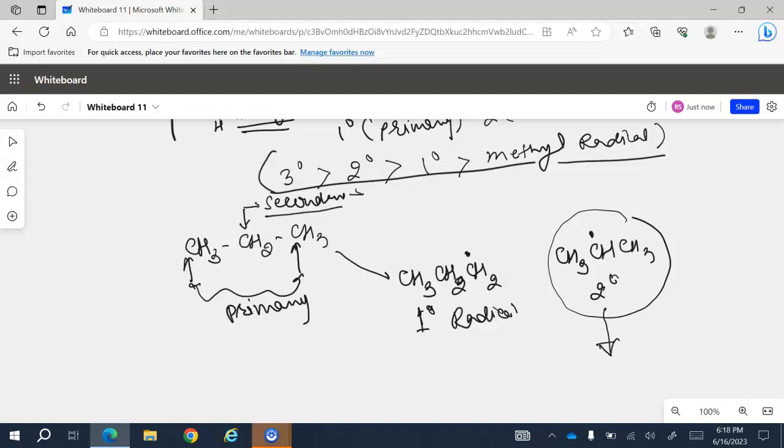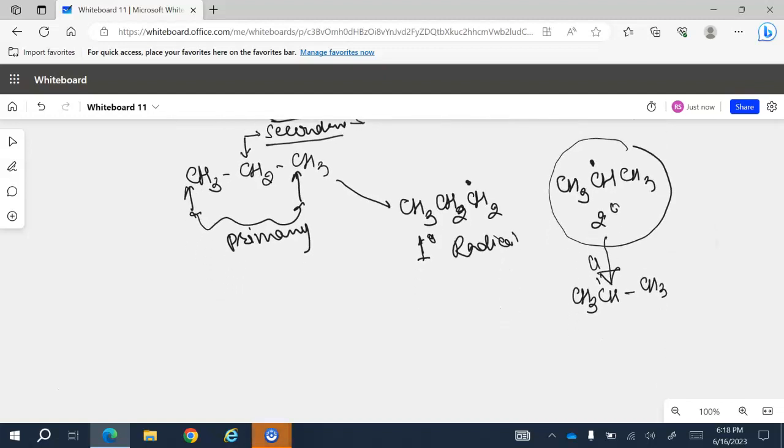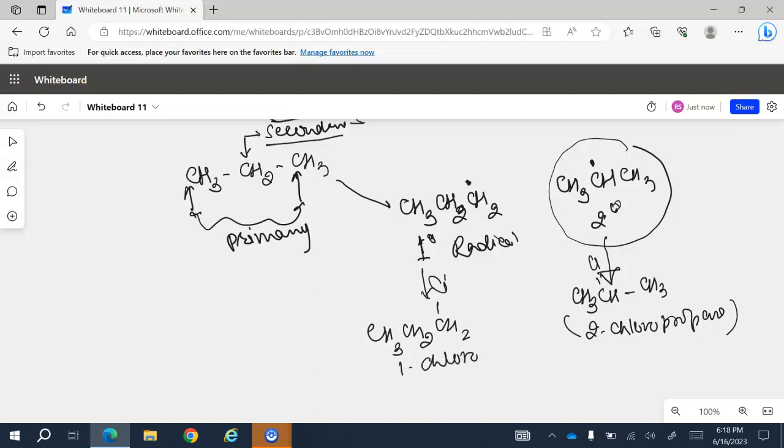So this secondary radical results in the formation of CH3CHClCH3. That is 2-chloropropane, the result from the secondary radical, whereas whenever the chlorine radical reacts with this primary radical, 1-chloropropane is the result from the primary radical. So this is the reason why the 2-chloropropane is the major product.